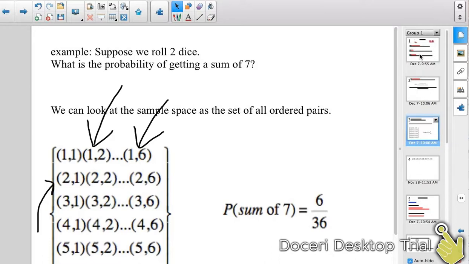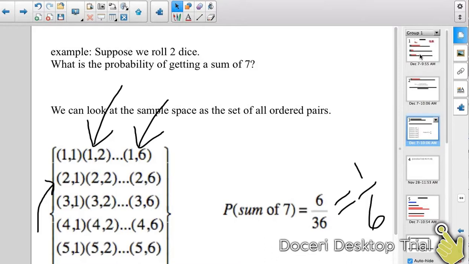There are 36 of those ordered pairs because there are 6 possibilities for each die. And using the fundamental counting principle, 6 times 6 is 36. 6 of those ordered pairs will give us a sum of 7: 1 and 6, 6 and 1, 2 and 5, 5 and 2, 3 and 4, 4 and 3. So the probability using the empirical probability formula is 6 out of 36, which is 1/6. We always reduce our fractions.